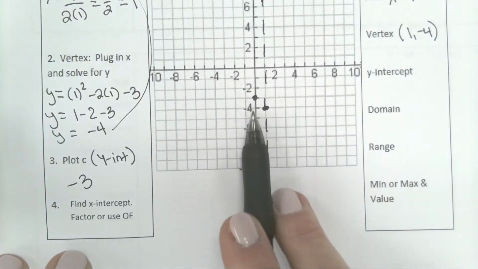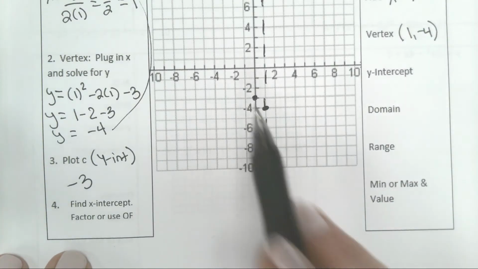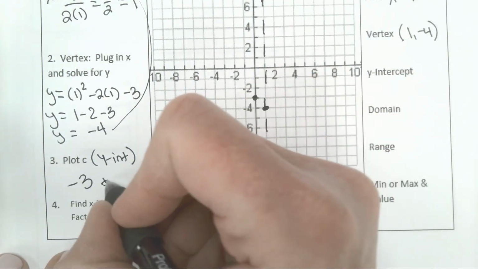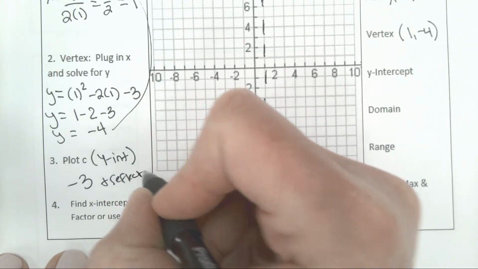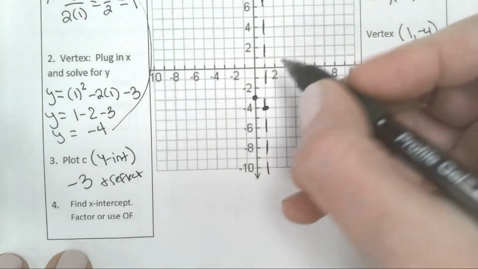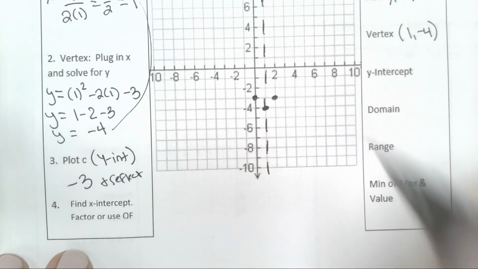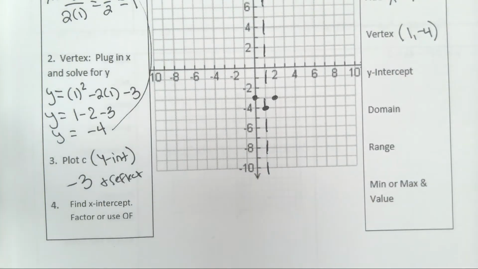So there's my y-axis, so I just plotted that one and reflected over. So if this is 1 to the left, that means it has a mirror image 1 to the right of it.